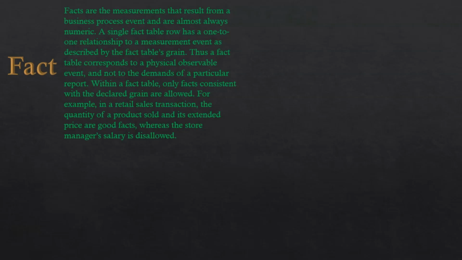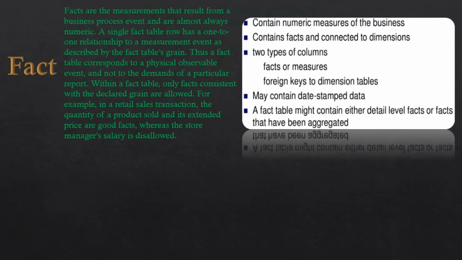For example, in a retail sales transaction, the quantity of a product sold and its extended price are good facts, whereas the store manager's salary is disallowed, even though it is numeric. Okay? Even though it is numeric. So we have to understand what we have to consider as a fact and what we do not have to consider. Facts contain the numeric measures of the business.